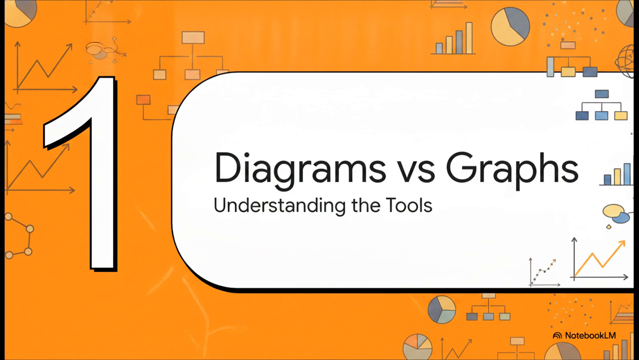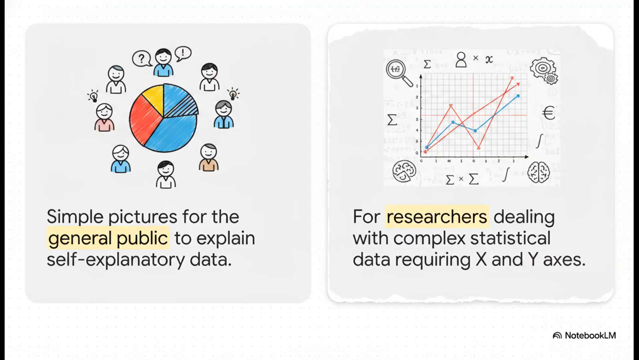Section 1. Diagrams versus graphs. Now, in everyday conversation, you and I probably use these two words interchangeably, right? But in economics, they are entirely different tools. A diagram is just a simple picture. It's designed for the general public to explain data that's largely self-explanatory. A graph, on the other hand, is a researcher's tool. It's meant for complex statistical data and requires rigorous X and Y axes.